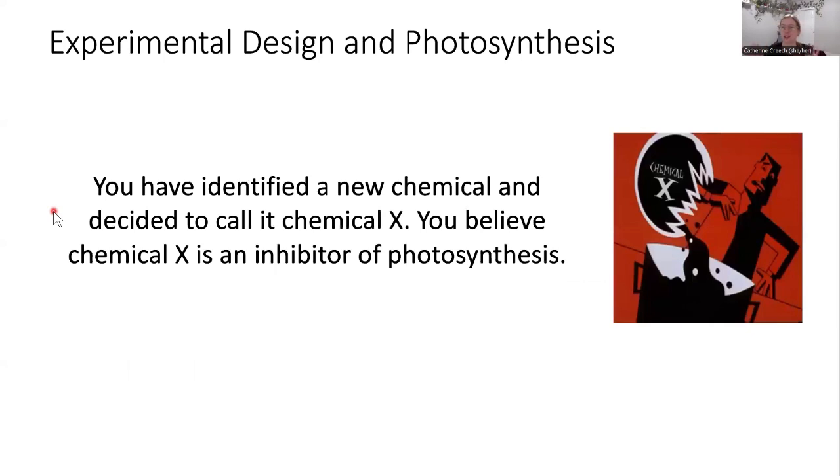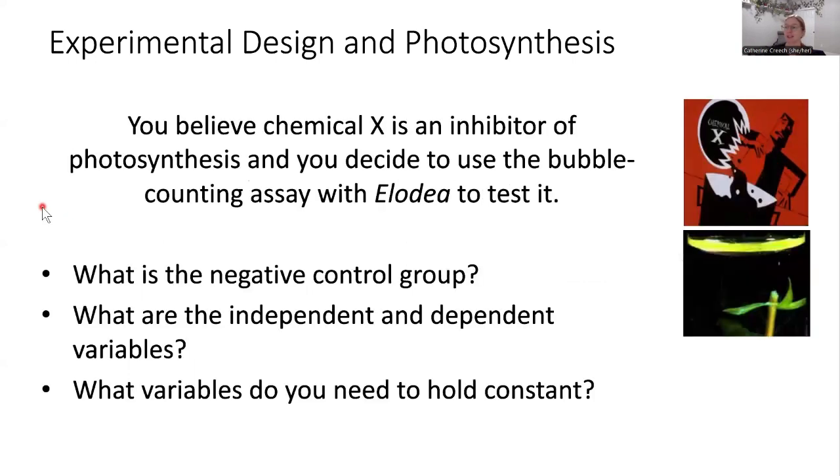All right, imagine that you have discovered a new chemical. You have named it chemical X, and you think chemical X is an inhibitor of photosynthesis. To test this, you use the bubble counting assay with Elodea. So you've put Elodea in a beaker and you are counting the number of bubbles that are produced. What would be a good negative control? What's the independent and dependent variable? And what variables do you need to hold constant? Pause the video and ask yourself.